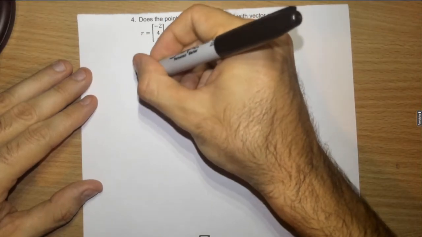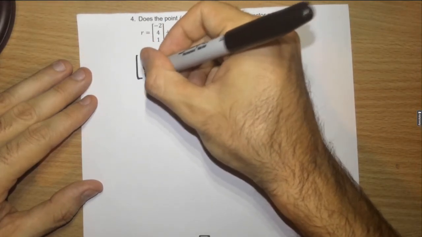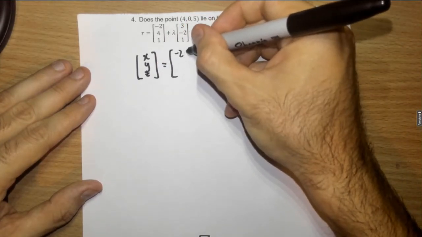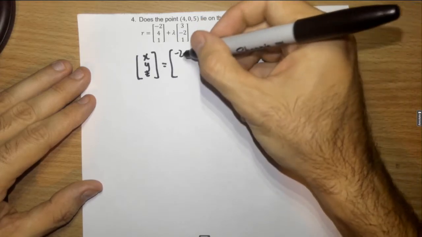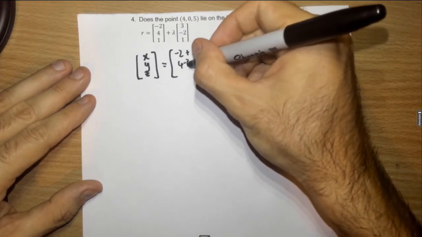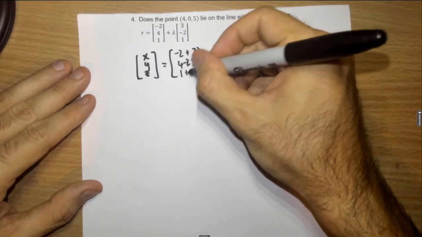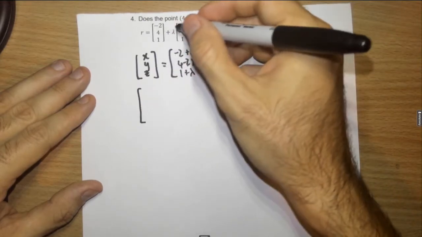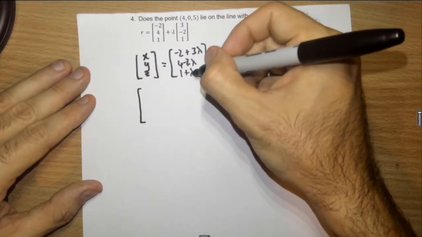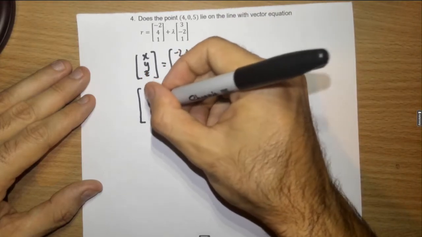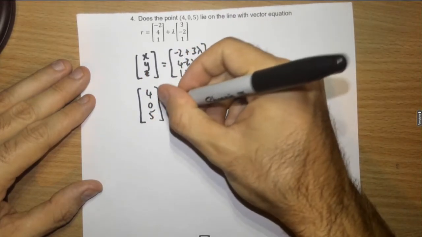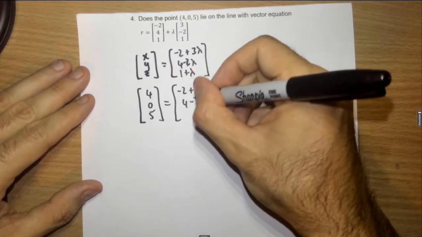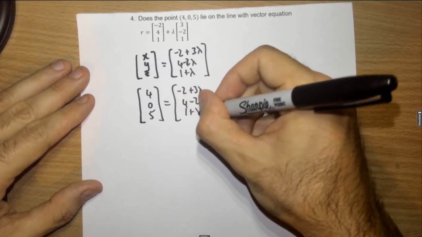Because we're dealing with 3 coordinates, it's our x, y, z's, and these are going to be determined by the lambda value. So we've got -2 plus 3 lambda, 4 take away 2 lambda, and 1 plus lambda. Now we want to know, is there a lambda value that's the same for all 3 of these that will give us these values of 4, 0, and 5?